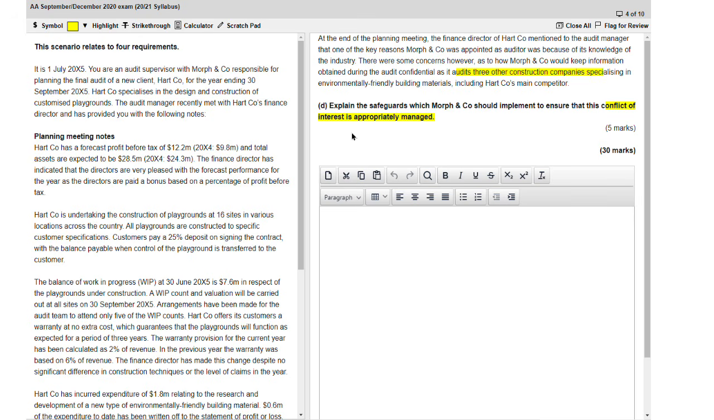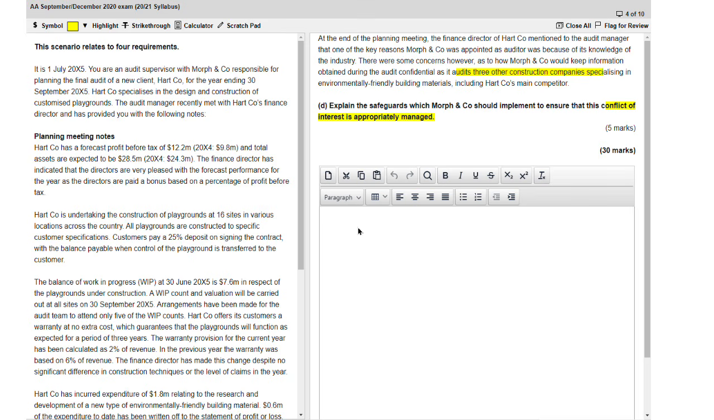So this is a piece of ethical knowledge, isn't it? That it happens often in practice that an audit firm will audit competing companies. It happens because I specialise in construction companies. That's what I do. But because there's a risk that confidential information might drift between audit teams, it's important that safeguards are put into place. This is another bit, isn't it, which has been pre-learned before you actually do the exam. So you just want to get on with it and get the points down as efficiently as possible. The one thing we don't want to do ever is run out of time.